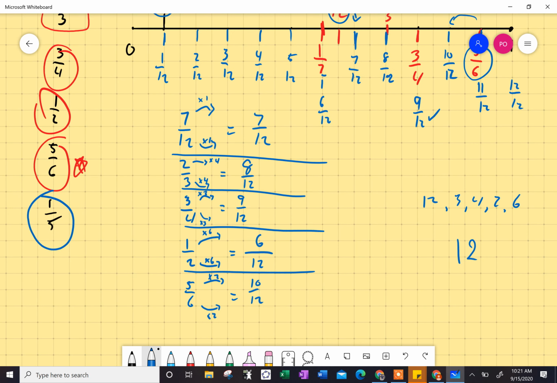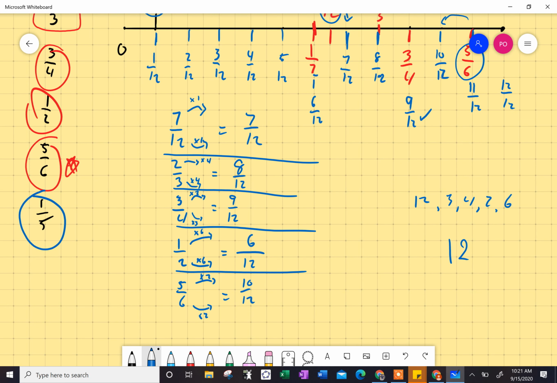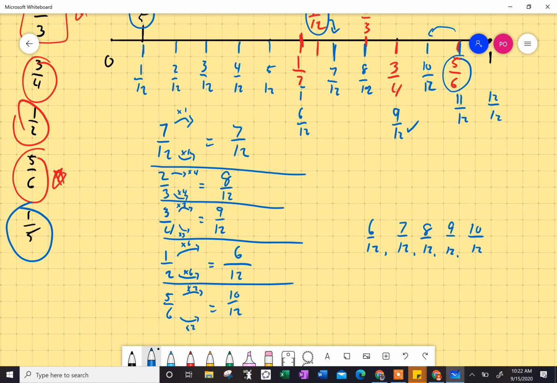And now if we take a look, we could very easily organize these from least to greatest by just comparing their numerators. So now I have 6 twelfths, followed by 7 twelfths, followed by 8 twelfths, followed by 9 twelfths, followed by 10 twelfths. Now, 6 twelfths was really 1/2.